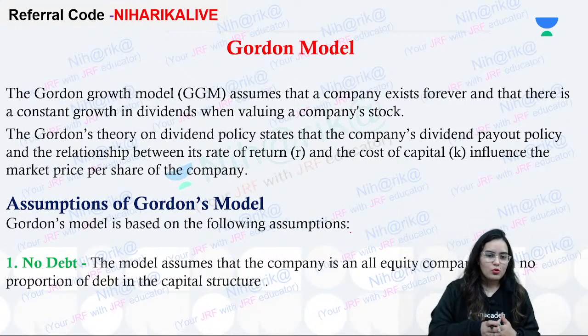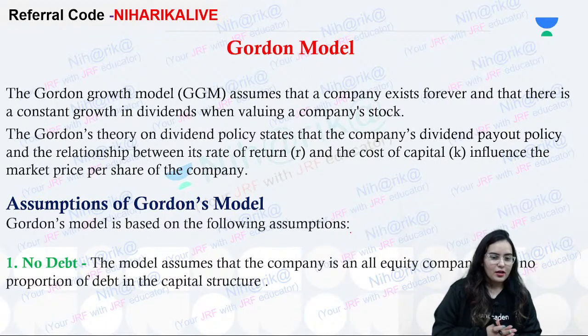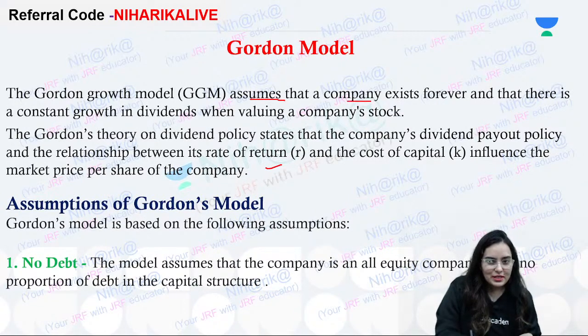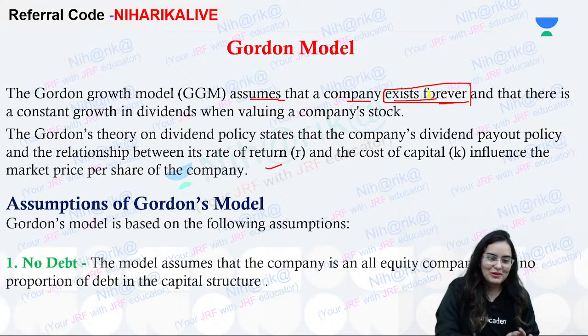Gordon growth model, GGM. It assumes that a company exists forever. Please be very, very careful about whatever I'm teaching you right now, because all the questions will be coming from this class only. So the company exists forever and there is a constant growth in the dividend when valuing the company's stock.